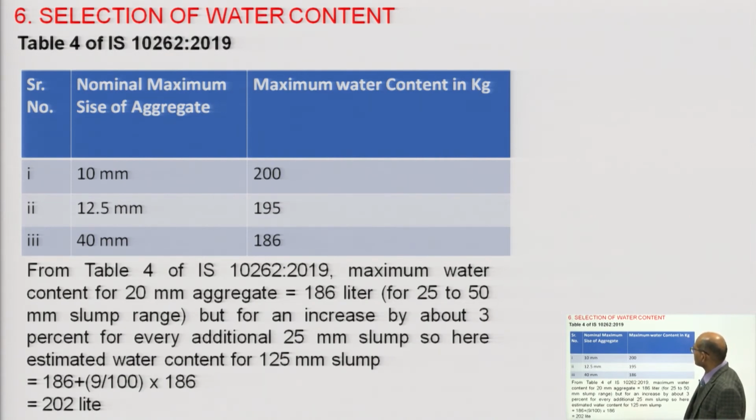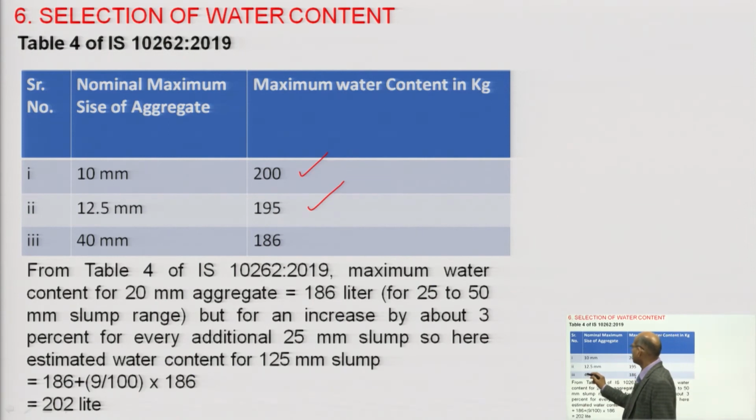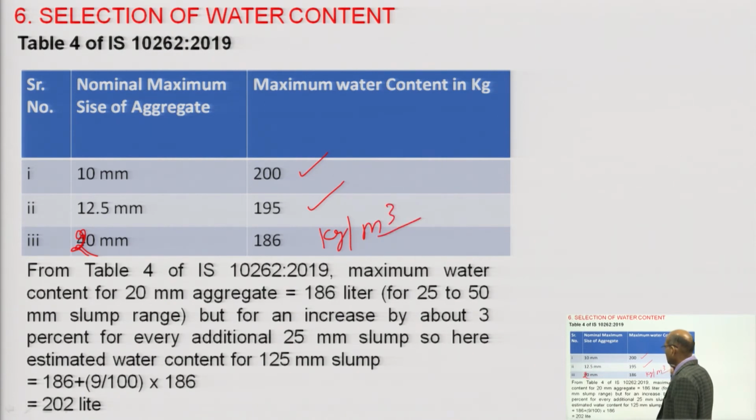Selection of water content. How can you choose the water content? For a 10 mm size, we have to use 200 kg per meter cube as the maximum water content; for 12.5 mm, it is 195 kg. Okay. So, this table will not work here, we have selected the wrong table. For 20 mm size, yeah, it is correct, here you have to write 20 mm. So, for 20 mm the value is 186 kg per meter cube. Okay.